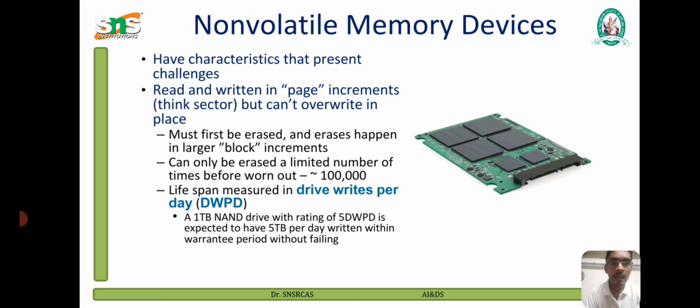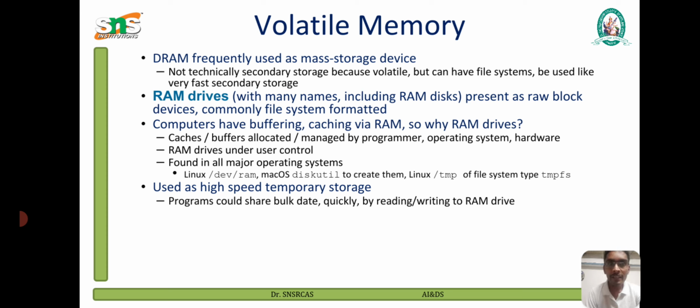And here is another characteristic of non-volatile memory devices that presents challenges: they read and write in page increments, which means sectors, but cannot overwrite in place. Coming to the volatile memory area, DRAM is basically volatile memory which is used frequently as a mass storage device. It is not technically secondary storage because it is volatile, but it can have a file system and be used like a very fast secondary storage device.